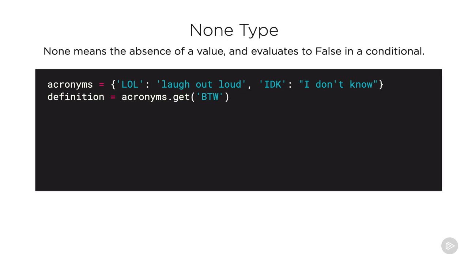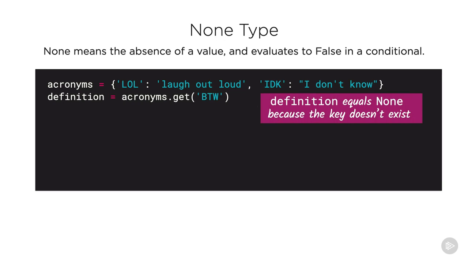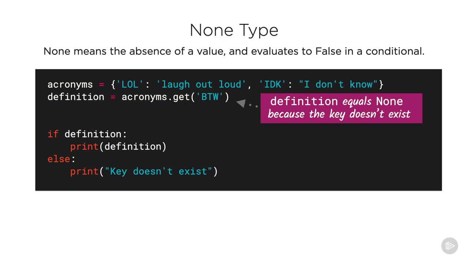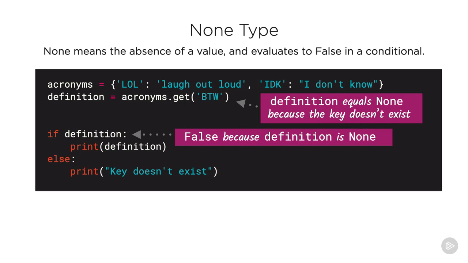So if we again try to get the key BTW, since it doesn't exist, definition is set to none. Then we can put if definition, which is basically asking, does definition have a value or is it none? If it has a value, then we'll print definition. But since it's none, the if statement is false and the else block is run. And if we run this, we see key doesn't exist is printed.